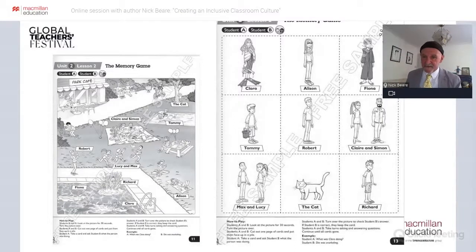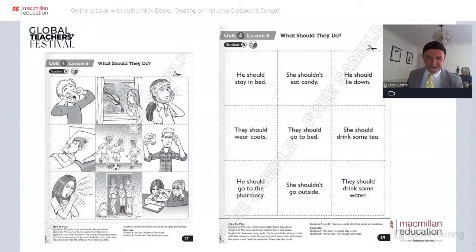Another one here, I can't remember what this one is actually. But they are doing something. Oh, you've got to identify students. So he's tall, he's whatever, and the other one says who it is. We've got lots and lots of these, different ones for every level. This is about illnesses. This is more advanced, obviously. What should they do? They'll discuss that, then have to match it with the different possibilities there.